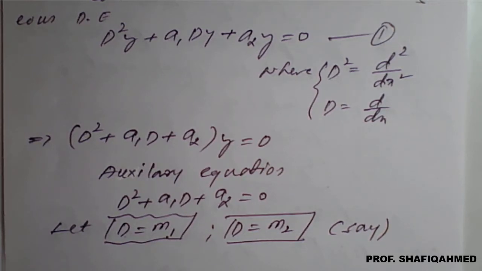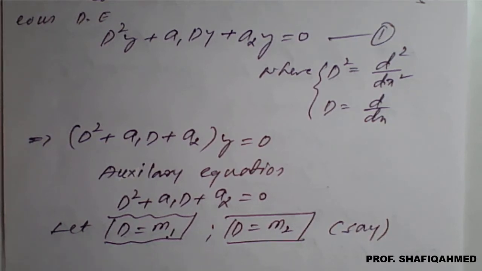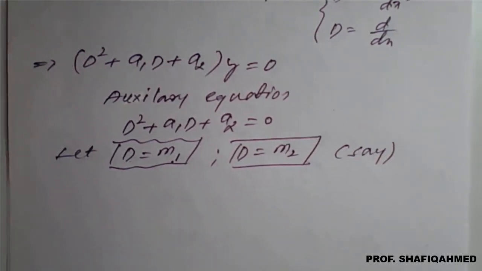Very important here: based on this, the roots may be real, imaginary, or complex. Based on this we'll decide which kind of complementary functions are possible here: real but distinct roots, real with same, meaning equal roots, or complex roots. So we need different kinds of complementary function. We'll see that one by one. Based on this m1 and m2, we'll decide what is yc.